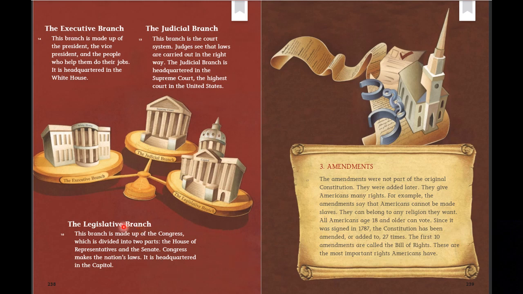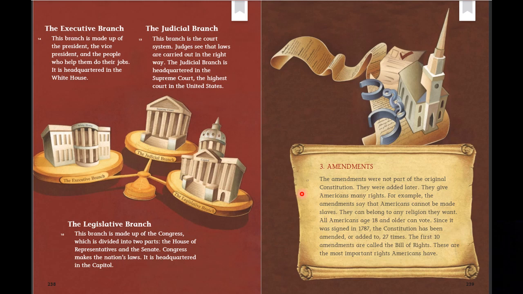The legislative branch. This branch is made up of Congress, which is divided into 2 parts, the House of Representatives and the Senate. Congress makes the nation's laws. It is headquartered in the Capitol. 3. Amendments. The amendments were not part of the original Constitution. They were added later. They give Americans many rights.